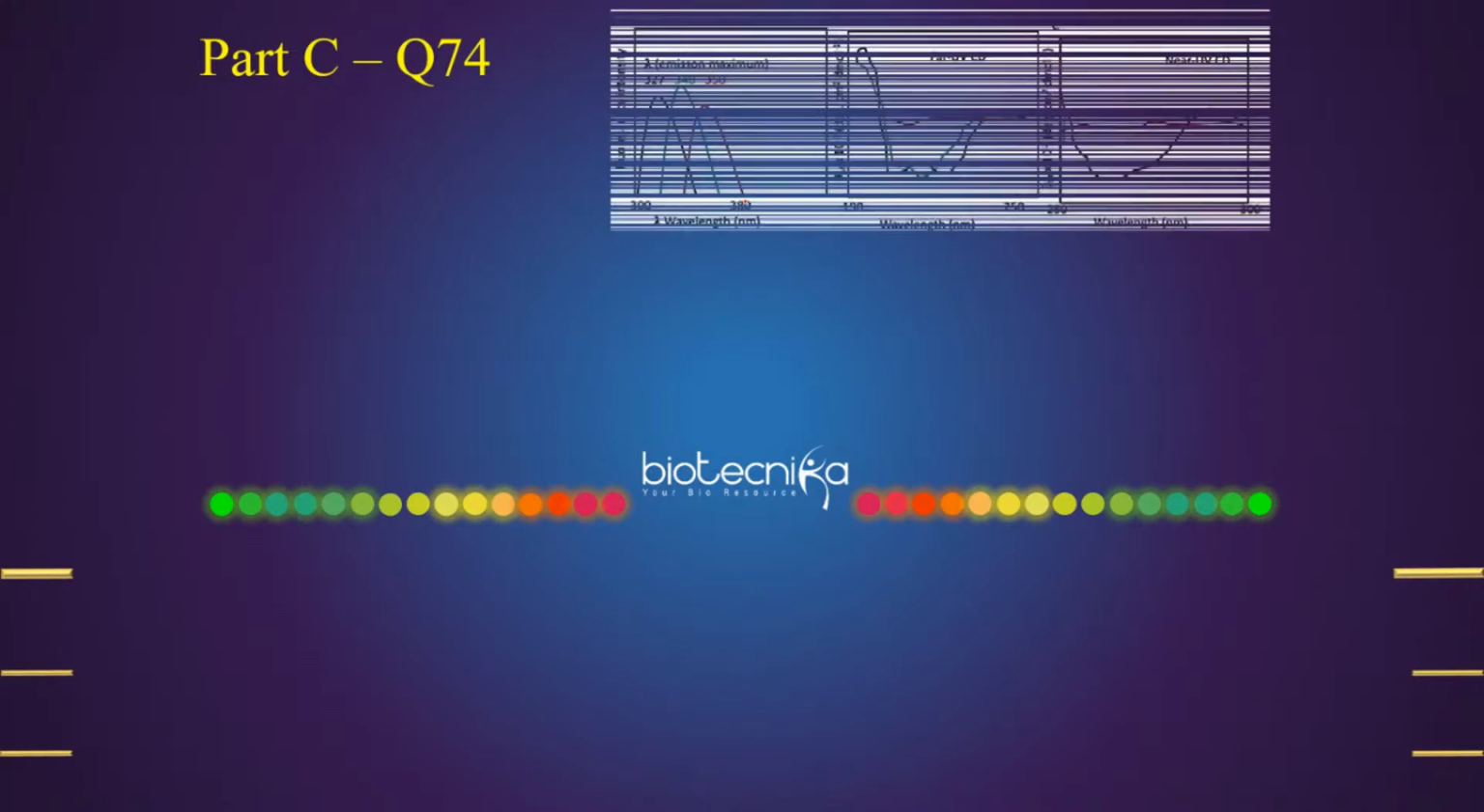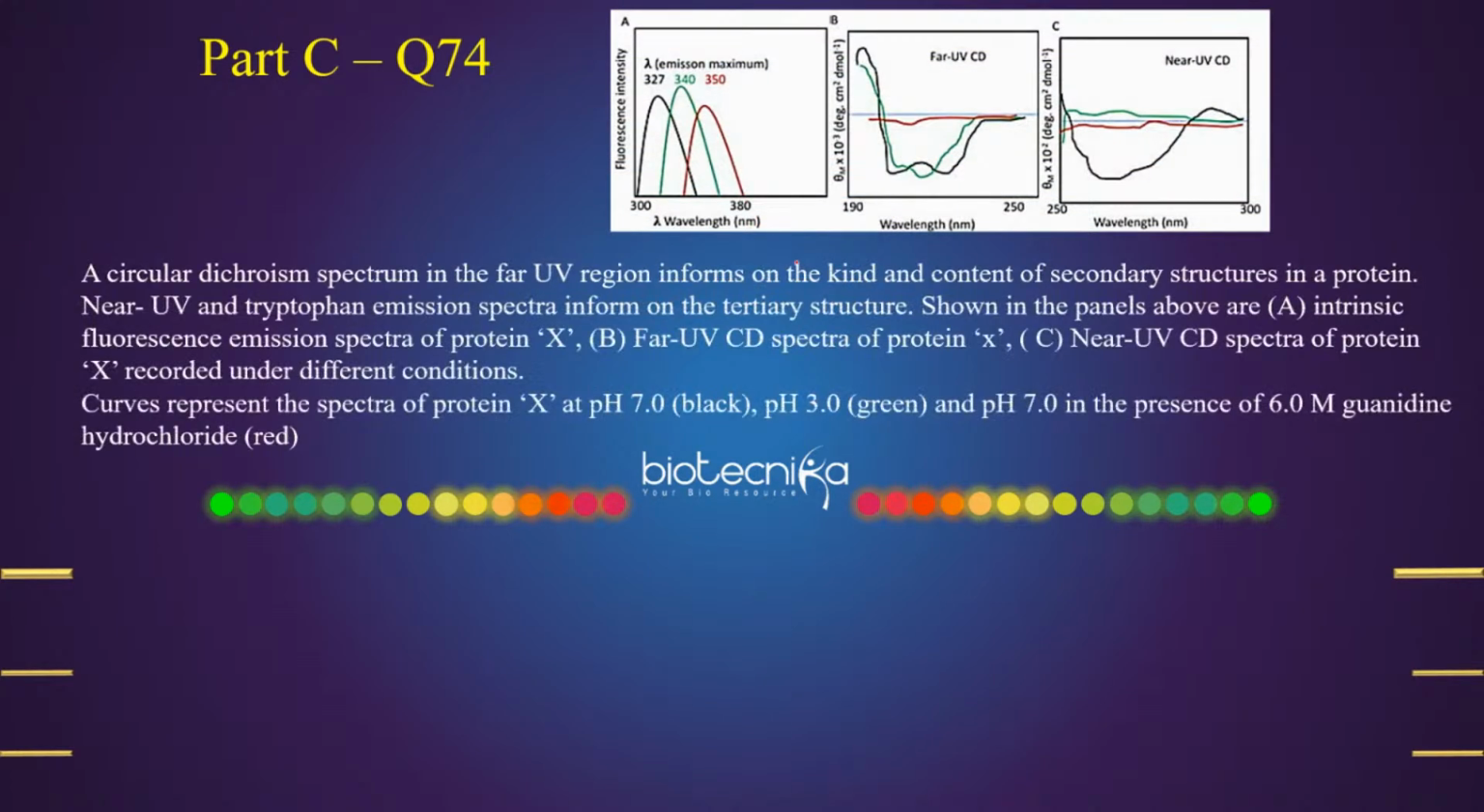Next question in part C, shift 1. Yes, it was emission spectra based, UV spectra based. A circular dichroism spectra in the far UV region informs on the kind and content of secondary structure. So what they are saying, the far UV region gives you an idea of secondary structures. Near UV and tryptophan emission spectra give you a concept for 3D structure. It will tell you about the 3D structure, right?